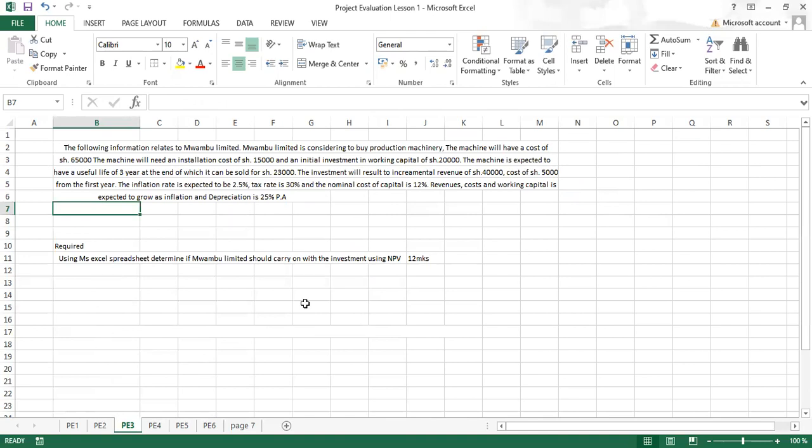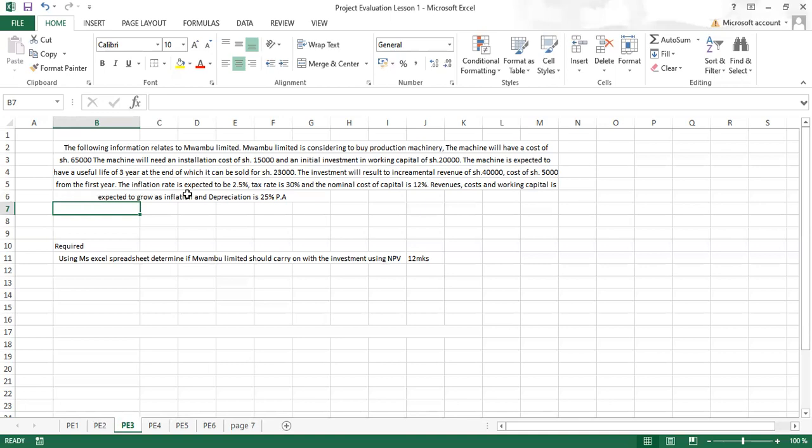This is also a little bit similar to what we've done. And I'll read it. The following relates to Mambu Limited. Mambu Limited is considering to buy a production machinery. The machine will have a cost of 65. The machine will need an installation cost of 15, and the initial investment in working capital of 20,000. The machine is expected to have a useful life of 3 years, at the end of which it can be sold for 23. The investment will result in incremental revenue of 40, costs of 5, from the first year.